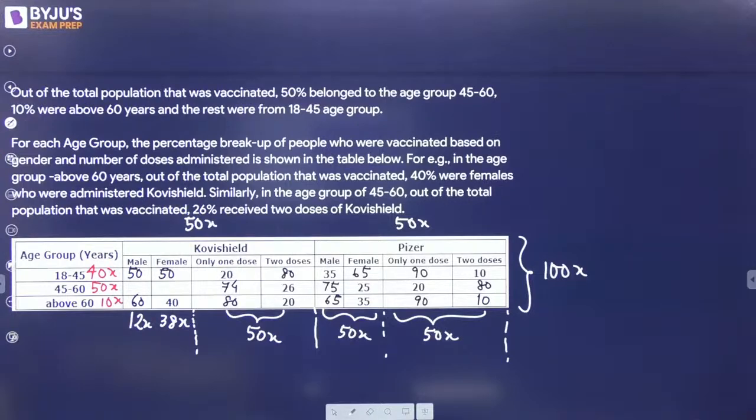Out of the total population that was vaccinated, right guys? I believe we will have to use variables. We will have to assume that there are A number of people in this category, B number of people, and C number of people. So 50% of A plus some percentage of B plus 60% of C is 12x. Similarly 50% of that plus that percentage. So we may have to form the equations and solve them.